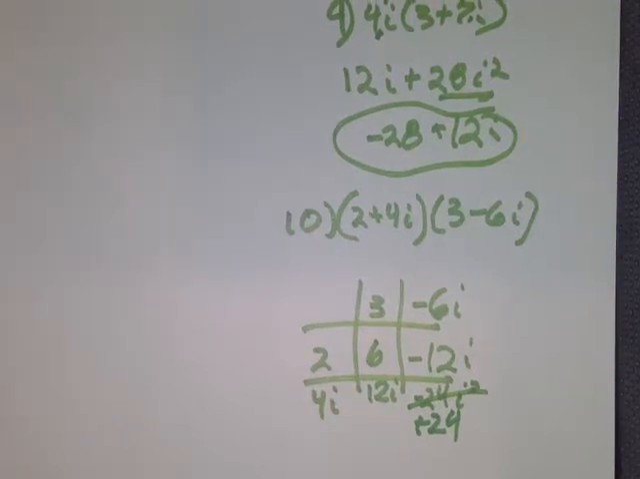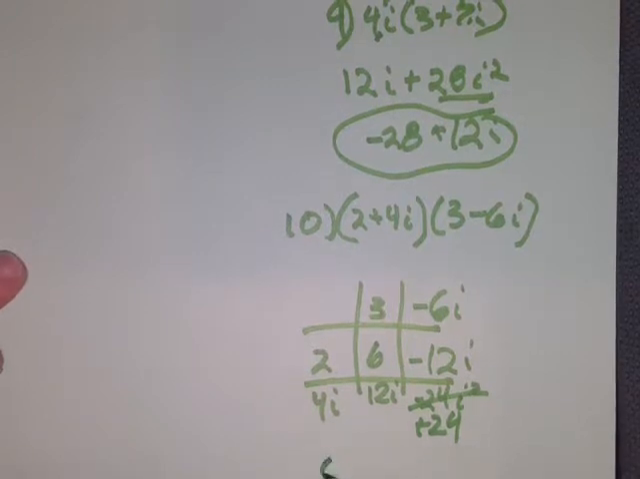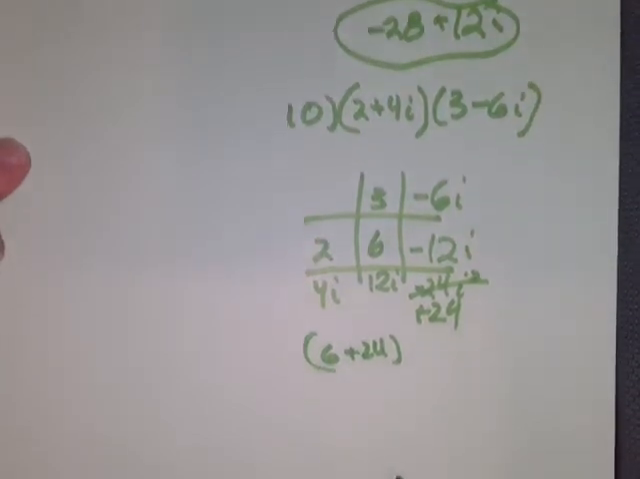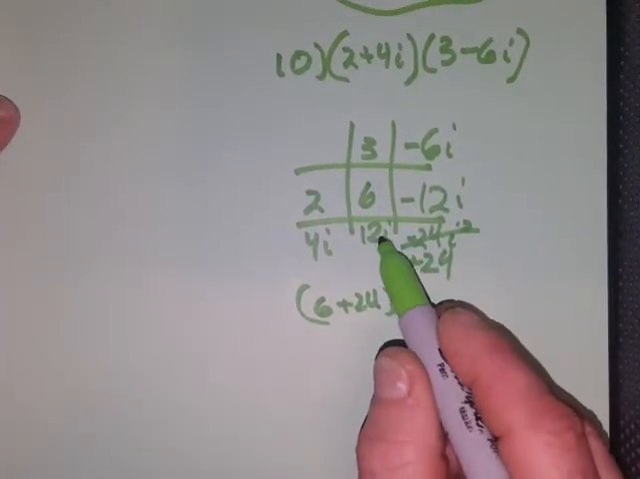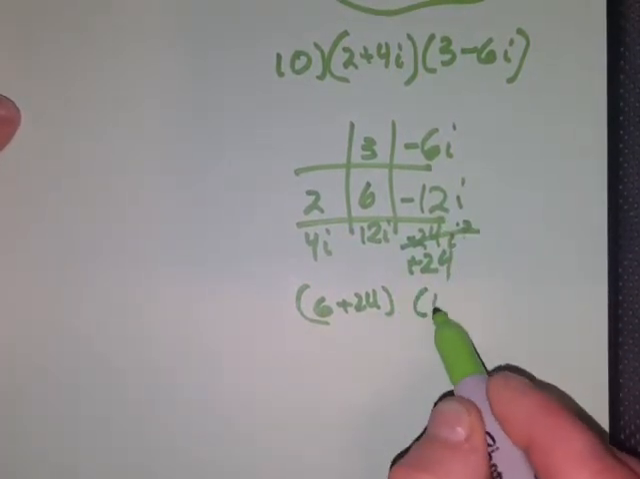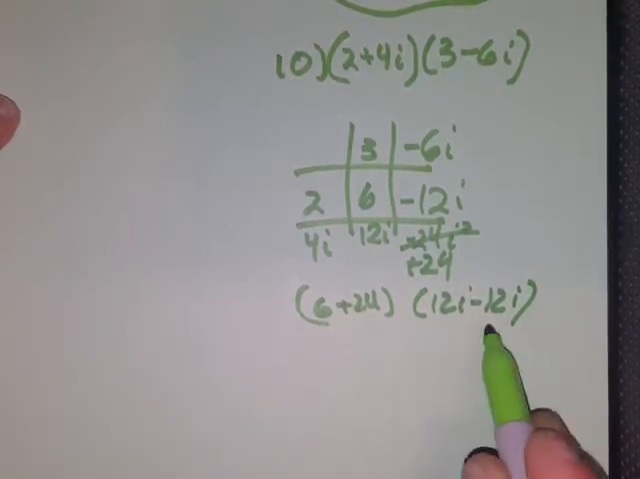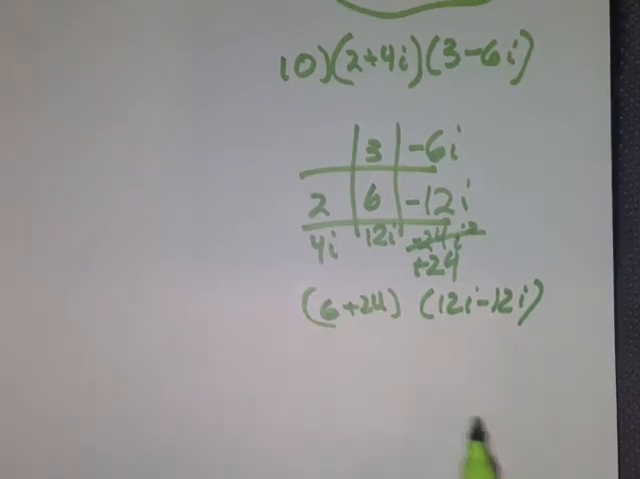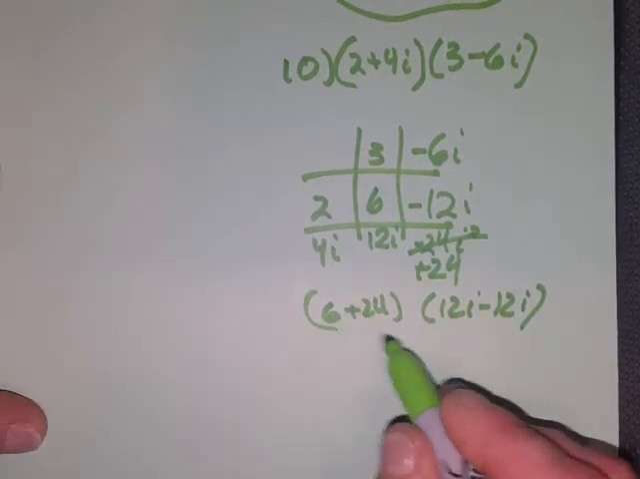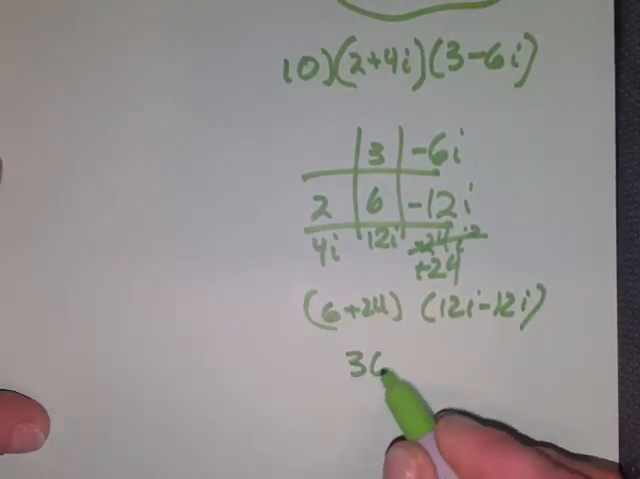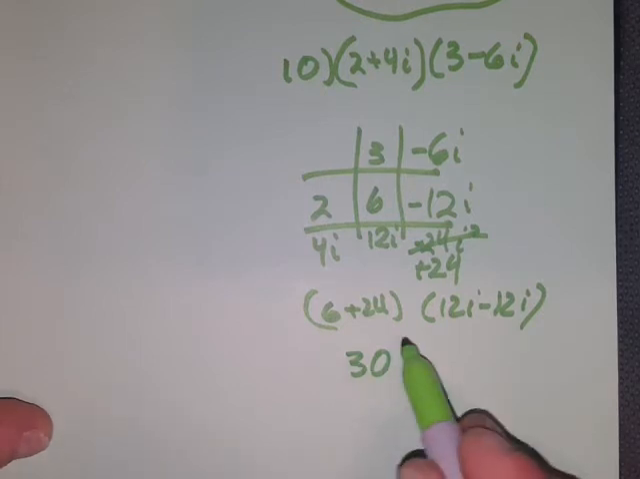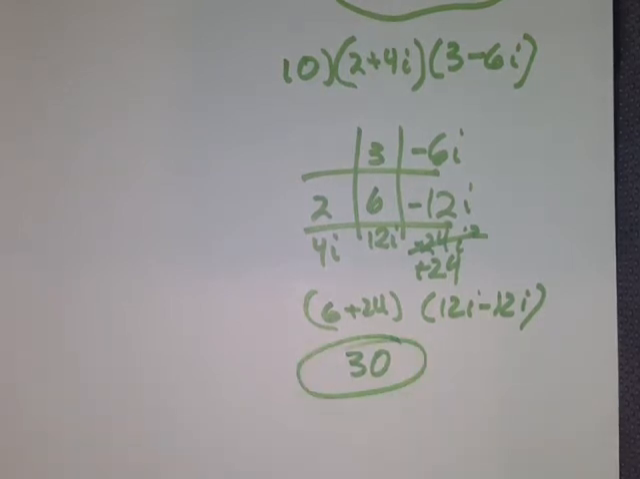Okay, and then I just have to look at the terms that are diagonal from one another, and those are the terms that we'll combine. We have 6 and 24. Those are the real parts of our answer. And we have positive 12i and negative 12i. 12i minus 12i. Since these two terms are the same and we're subtracting them, they pretty much just cancel each other out. And we're left with our solution, 6 plus 24 is 30. No more imaginary number.